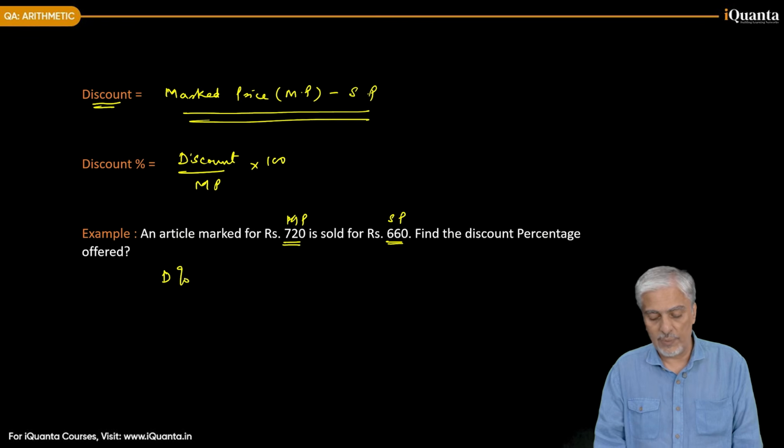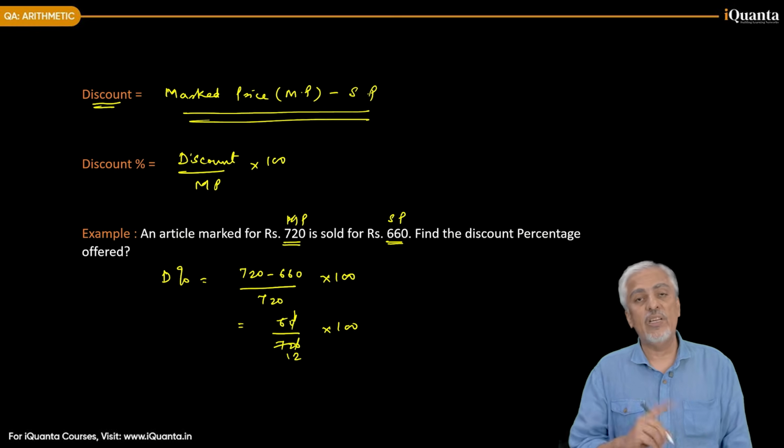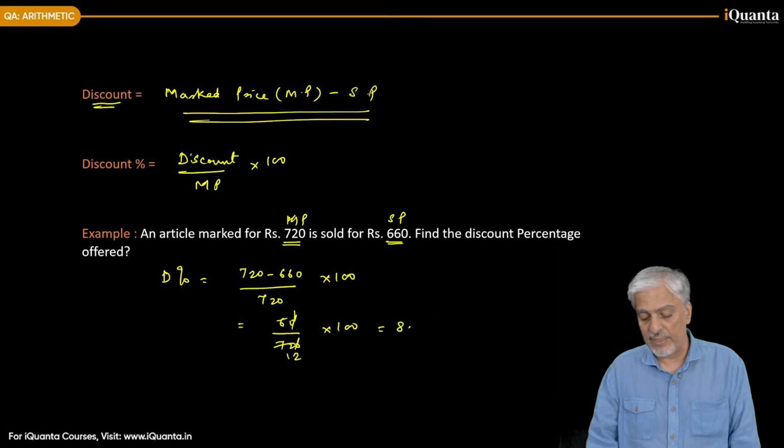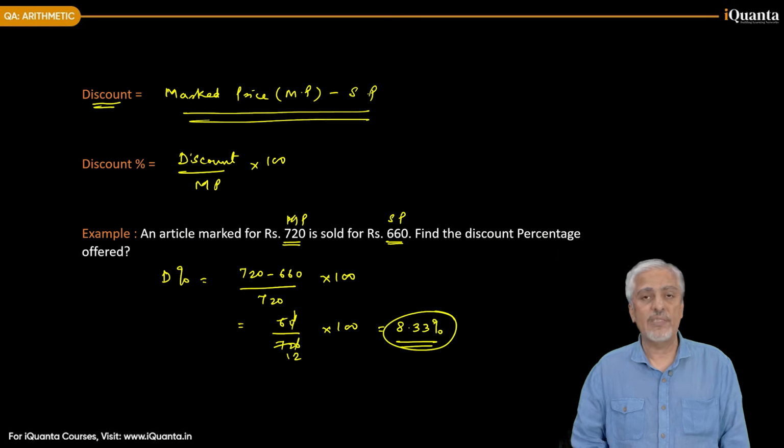So discount percentage is discount, that is 720 minus 660 upon 720 into 100. That will become 60 upon 720 into 100. Again, if you remember our reciprocals well, 1 by 12 was 8.33%. So the discount offered is 8.33%.